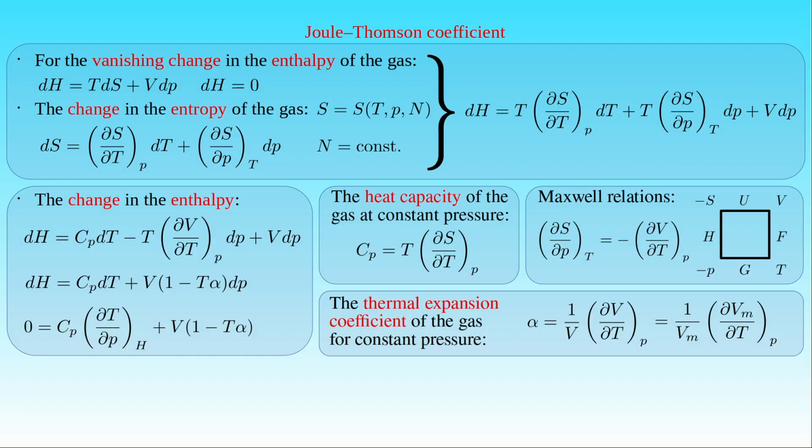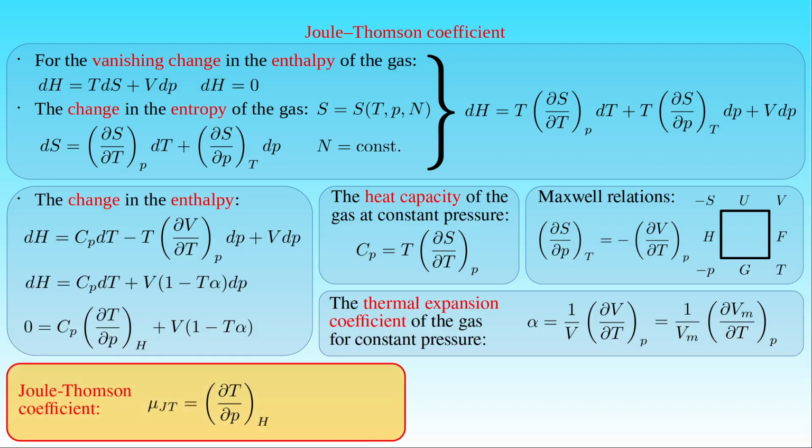If we define the Joule-Thomson coefficient mu sub JT of a gas by the partial derivative of its temperature T with respect to its pressure P at a constant enthalpy H, then it can be written as the ratio of the volume V of the gas to its heat capacity Cp at constant pressure, times the product of its temperature T and its thermal expansion coefficient alpha minus 1.